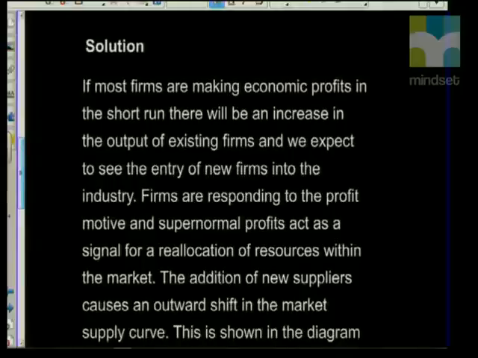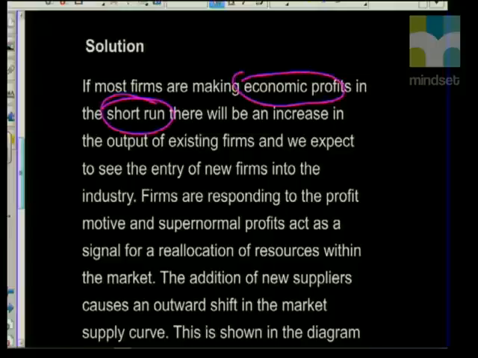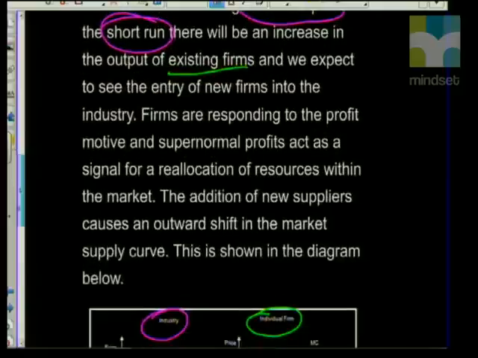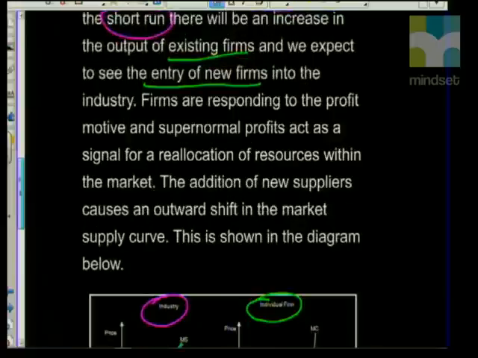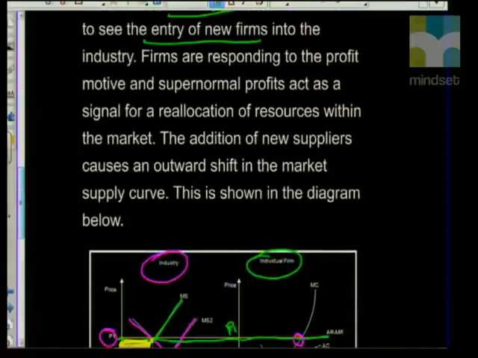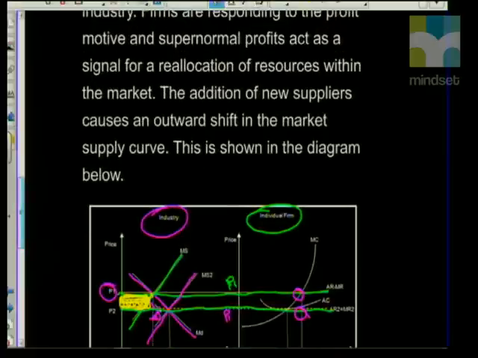If most firms are making economic profits in the short run, so again, as I mentioned, economic profit in the short run, there will be an increase in the output of existing firms. So those people who are already in the market would want to use the opportunity to increase their profits. So existing firms would produce more, but you can also expect to see entry of new firms. Firms are responding to the profit motive and the supernormal profit. That is just another term, as I said, for economic profit. So I want to underline the term supernormal profit.